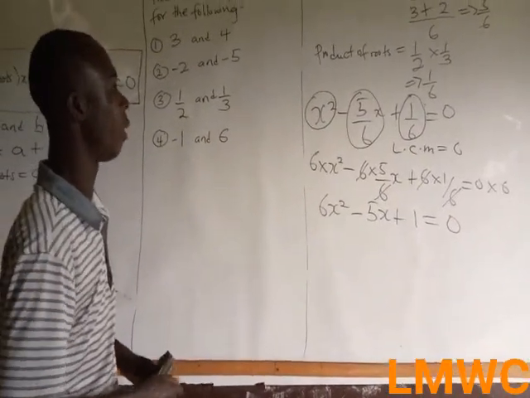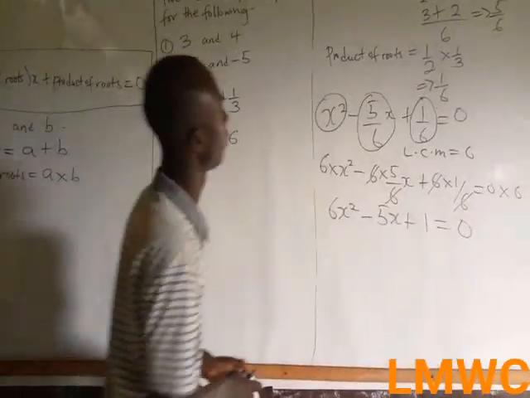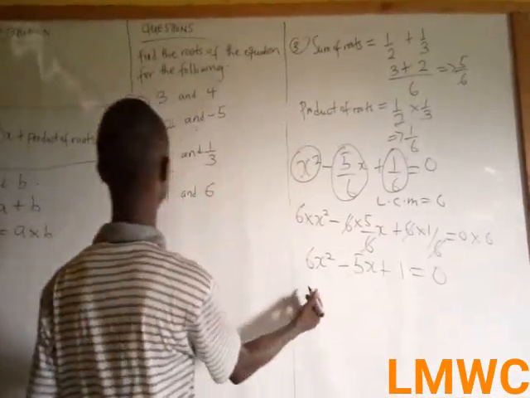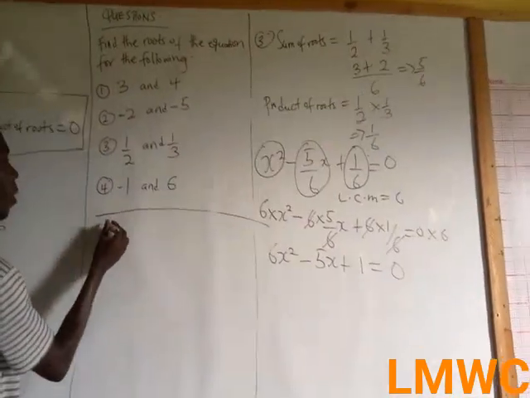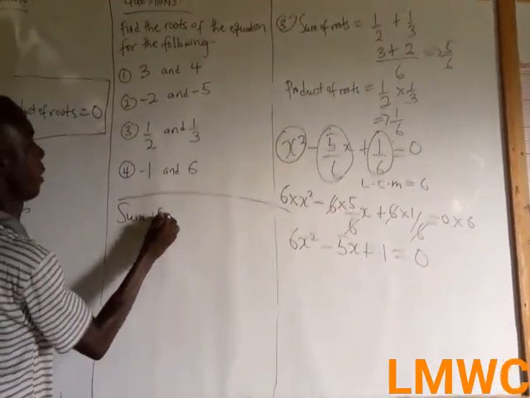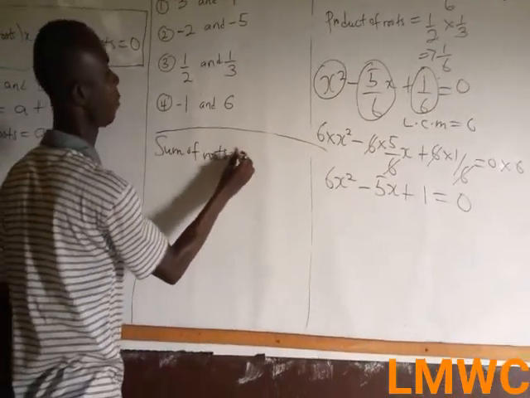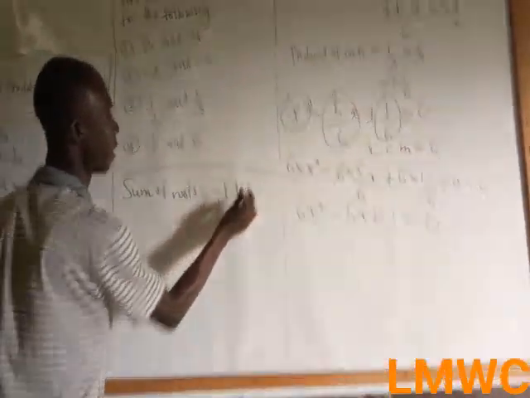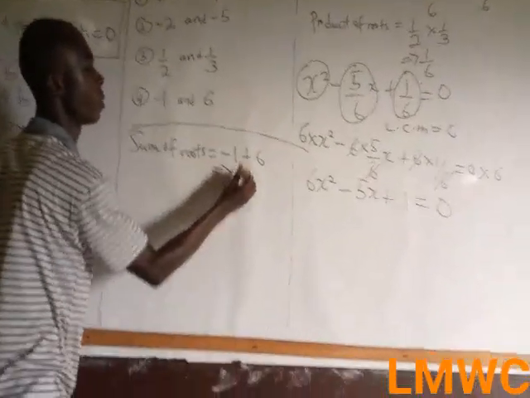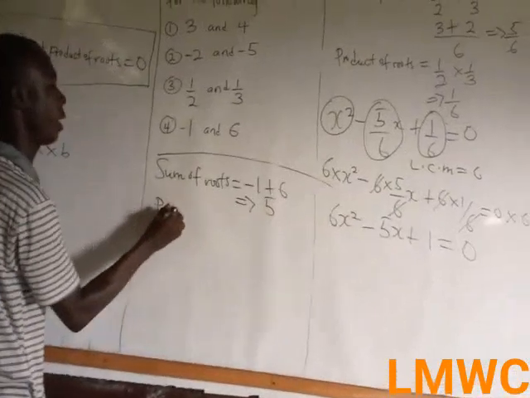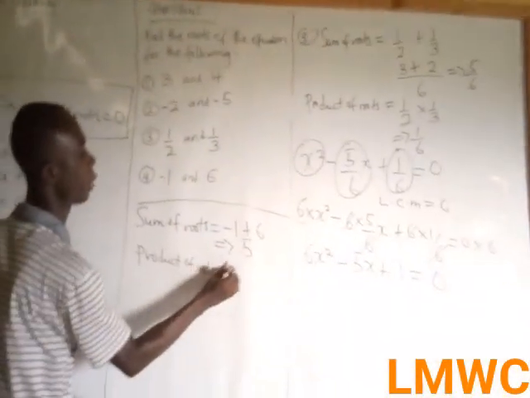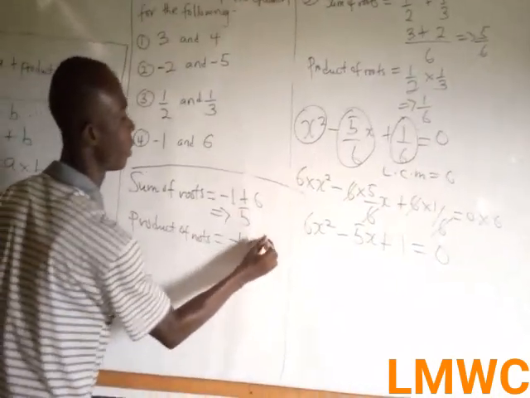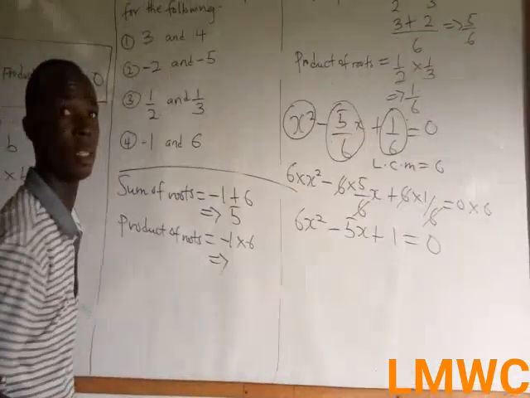Let's move on to our last question. We have negative 1 and 6. What is the sum of roots? The sum of roots, we have negative 1 plus 6. And negative 1 plus 6 is what? Positive 5. Product of roots, that one too, we have negative 1 times 6. And negative times positive is negative.